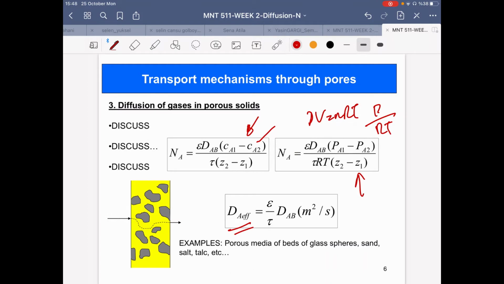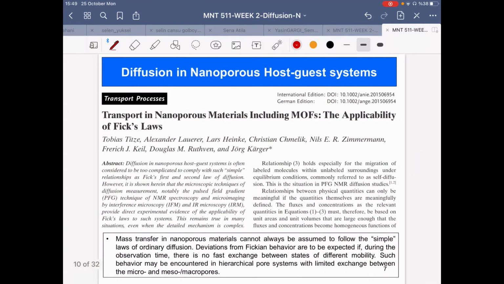Usually, how much my effective diffusivity, the real one, deviates from what is happening in a homogeneous medium is a function of epsilon over tortuosity. So for porous media of beds of glass, sand, salt, talc, all of these become a function of what's really happening in my porous media. A very typical example was given by these people who wrote this paper on transport in nanoporous materials, including MOFs, metal organic frameworks, that we will learn. The applicability of Fick's law, for example.